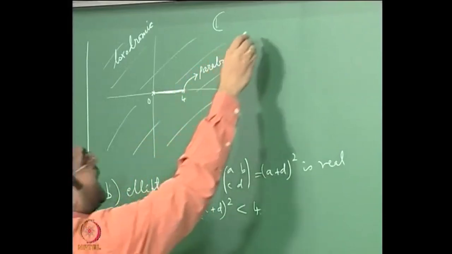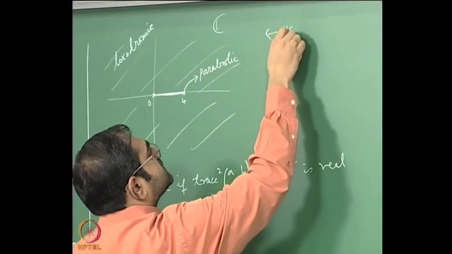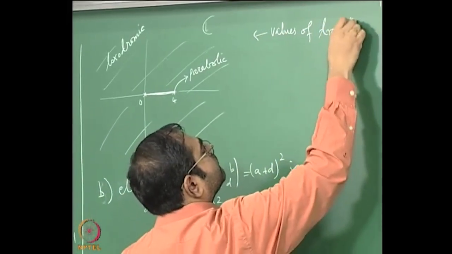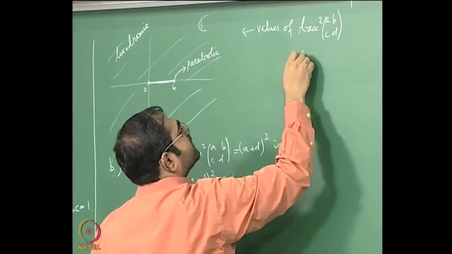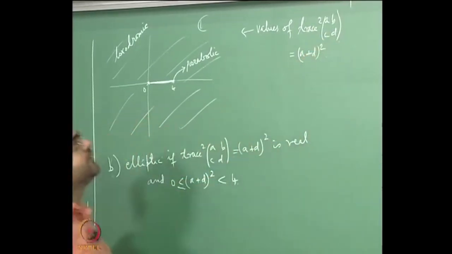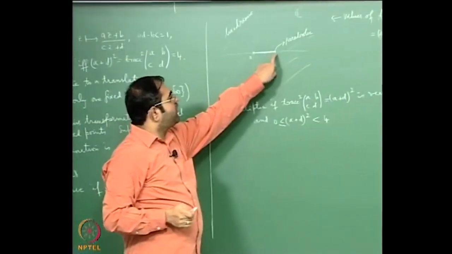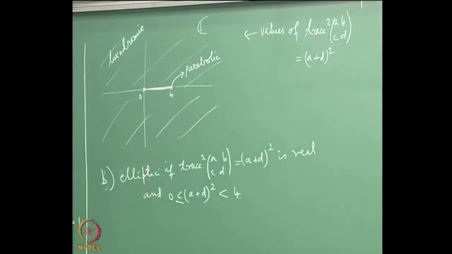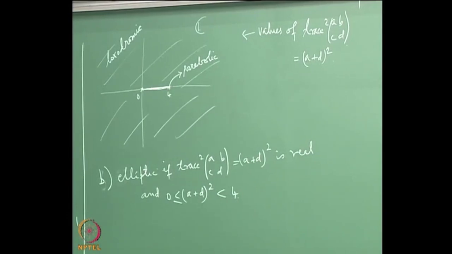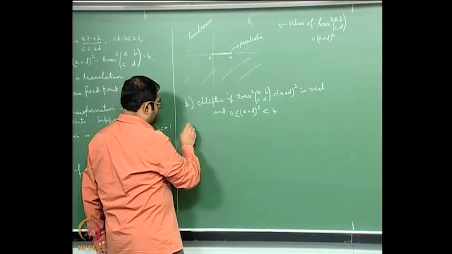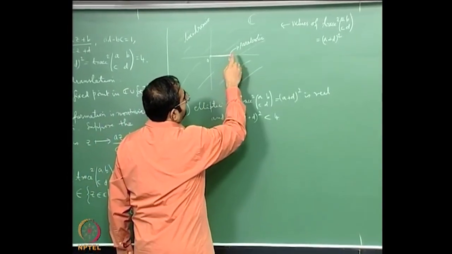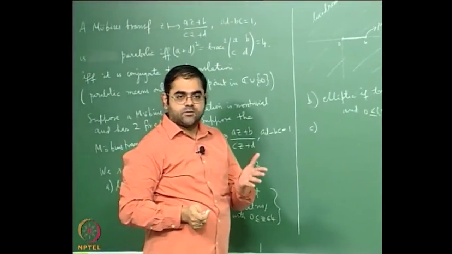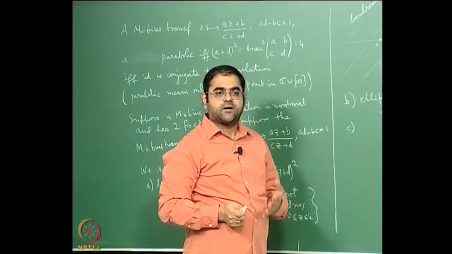okay. So I'm looking at values of trace squared, which is (a plus d) the whole squared, okay. So when it is 4 it's parabolic. If it is from 0 to 4 but not equal to 4, then it's called elliptic, all right. And of course if it is real and its value is greater than 4, okay, then it is of course loxodromic, but it is given a special name, it is called hyperbolic, okay.